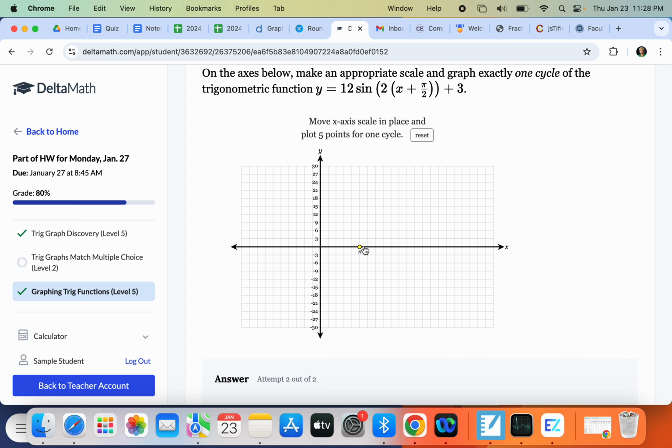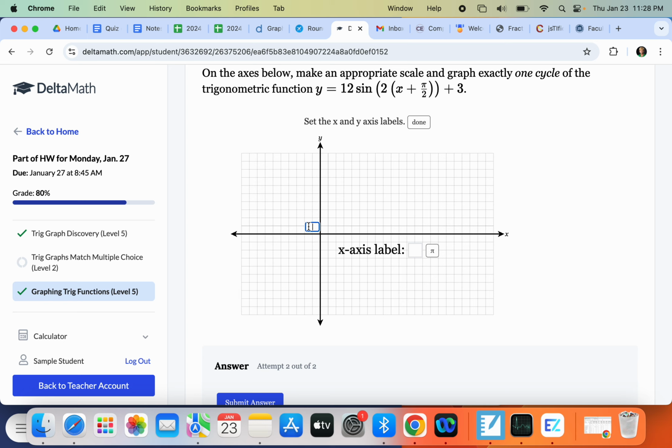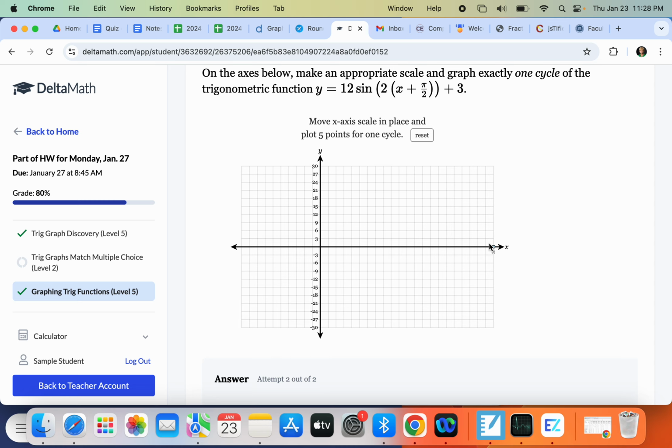Let's see if I can get rid of it. I don't know why it's not letting me move it, so let me reset it, sorry. 3 pi. Done. And then once I put it there, so pi over 4, 2 pi over 4, 3 pi over 4, 4 pi over 4. So leave that there, and then graph your points.